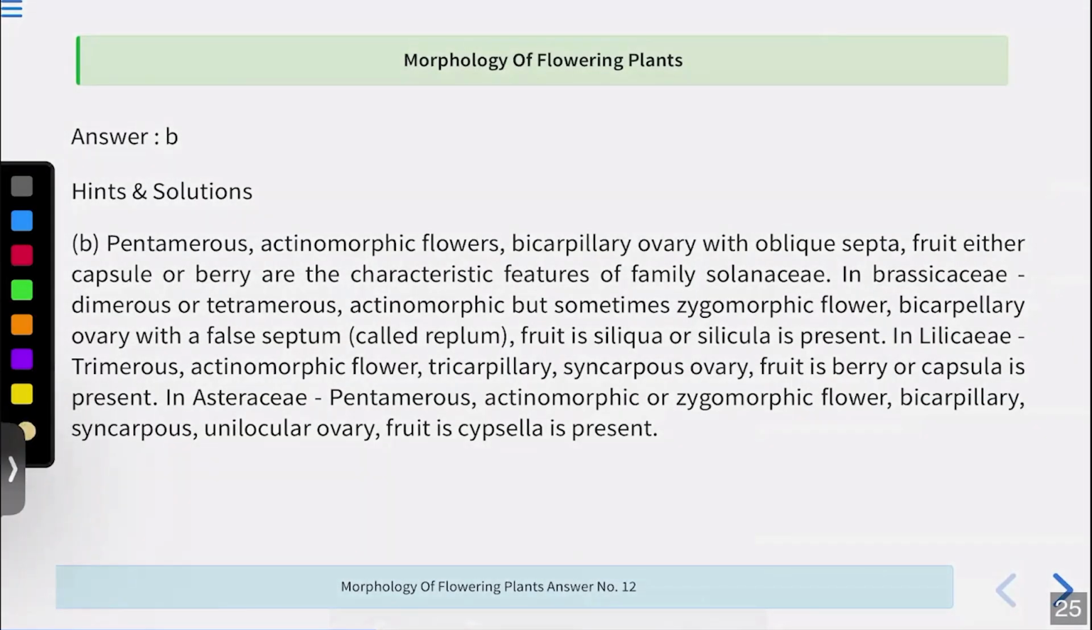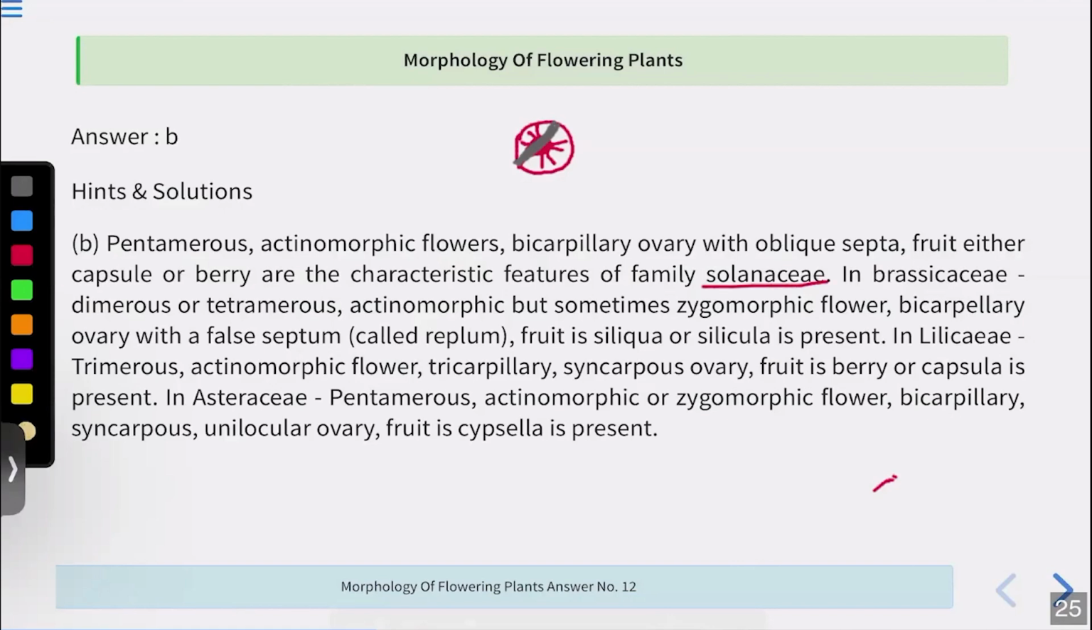Because, see, what this oblique septa denotes: bicarpellary ovary with an oblique septa. This is your oblique septa, and if you cut the ovary, it will look like this. Okay. Fruit, capsule, or berry. An example of berry is your tomato. An example of capsule could be chili. These are all characteristics of Solanaceae.